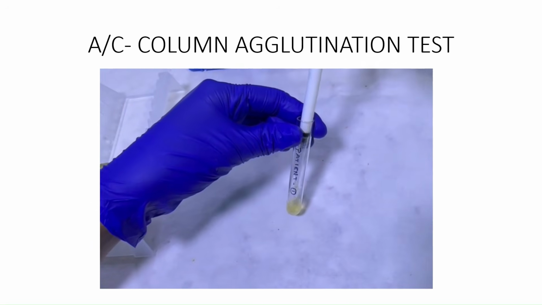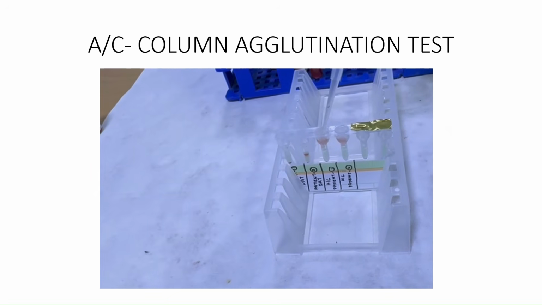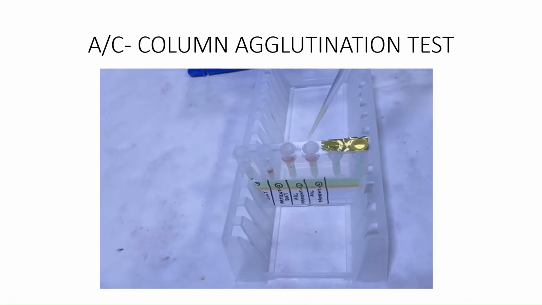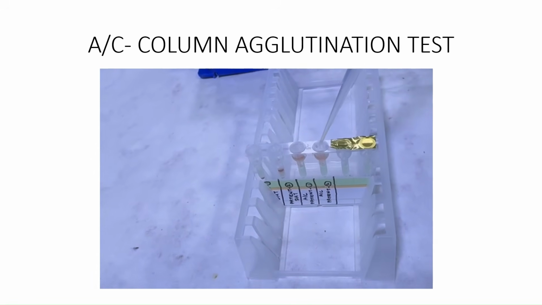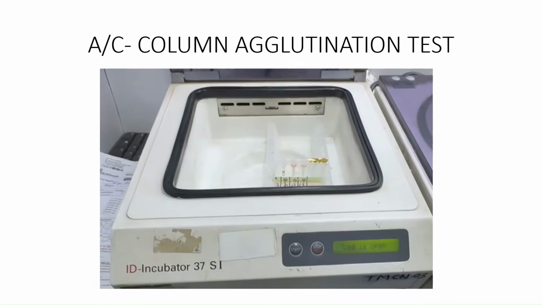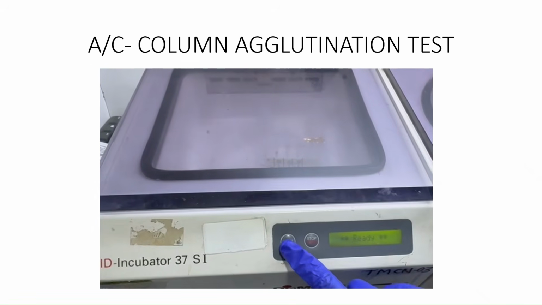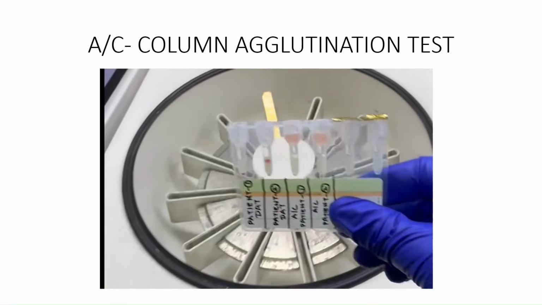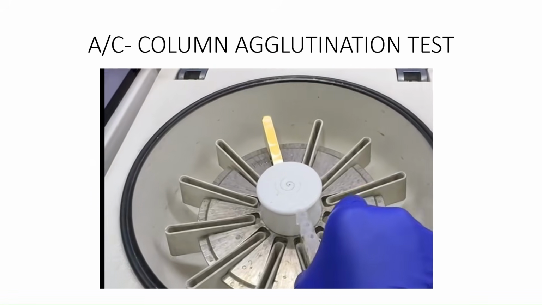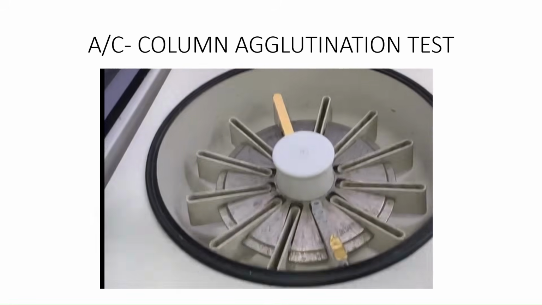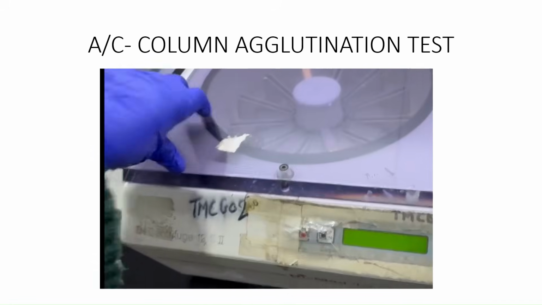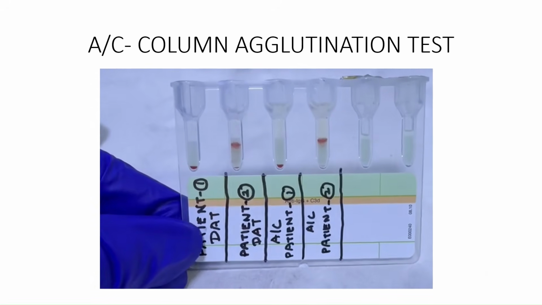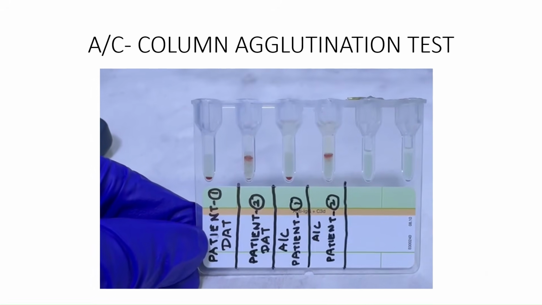Next 25 microliter of serum is to be added into the red cell suspension. First we have added for patient 1, similarly add for patient 2. Now incubate the gel card at 37 degrees Celsius for 15 minutes. After incubation, centrifuge by properly balancing the gel card for 10 minutes. So after centrifugation, we can see the result here.